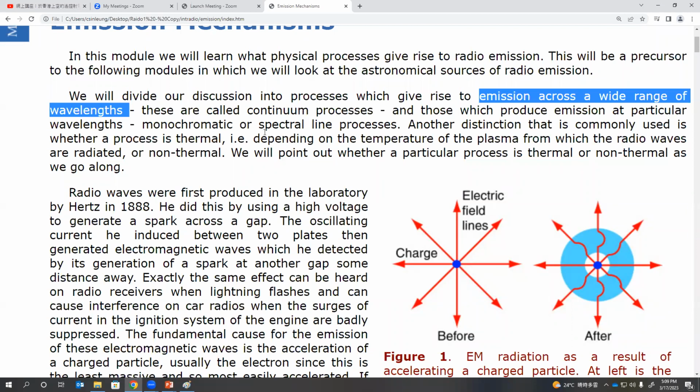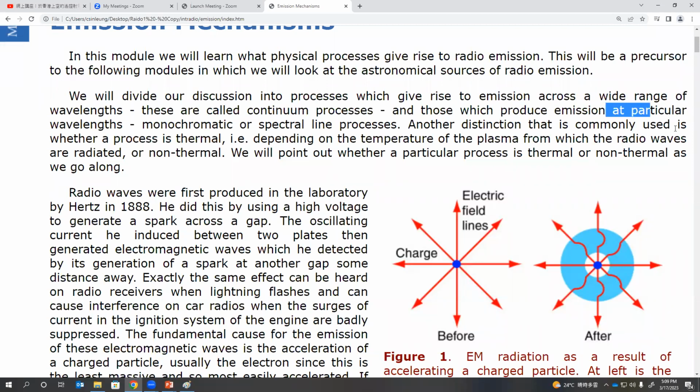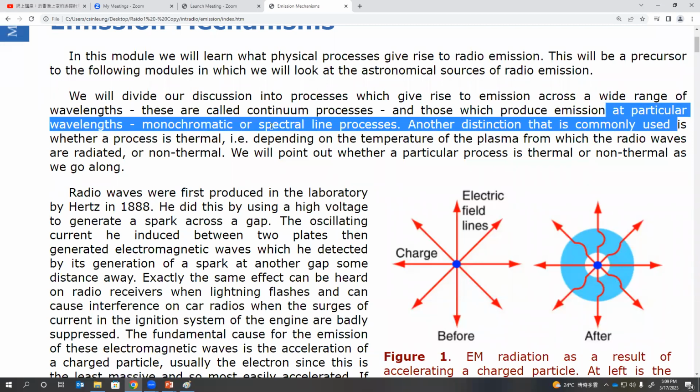But at the same time, if we focus on a particular wavelength and look at the intensity or the shape for this particular wavelength, is there any shift or any interesting shape? Probably we call it a spectral line process.